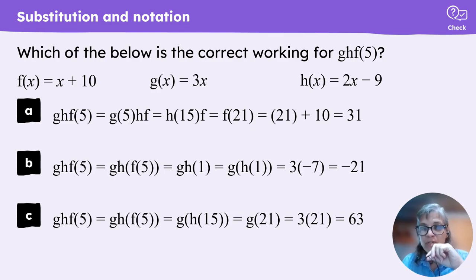One more question for you to try. This one I think you will want to pause a little bit and give yourself time to look at it and ponder. If you had these three functions and then you were asked to evaluate the composite function g h f of 5, which one of these would be the correct working? So I recommend again that you pause the video here and see if you can think of which one you think is the correct answer.